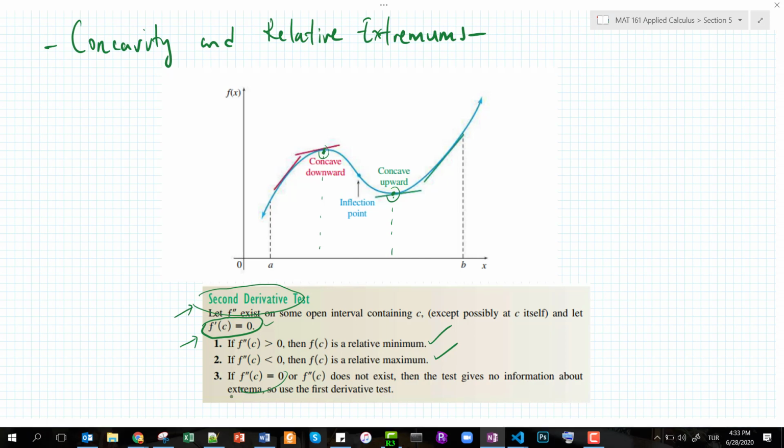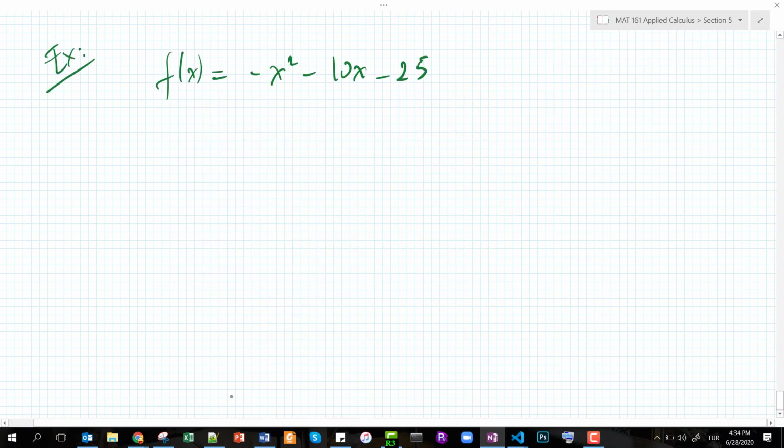So I'm going to apply this idea to some problems, and I'm going to show you how you can use the second derivative to find the minimum and the maximum point. Look at this function. My question is about finding the extremum points, guys. First I need to take the first derivative to figure out the critical points. The first derivative is equal to negative 2x minus 10. I need to make it equal 0, and then x is going to be equal to negative 5.